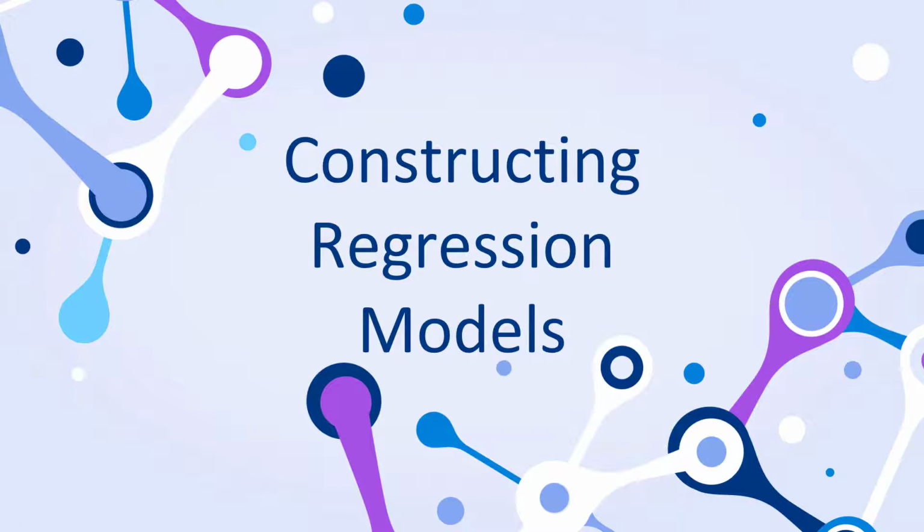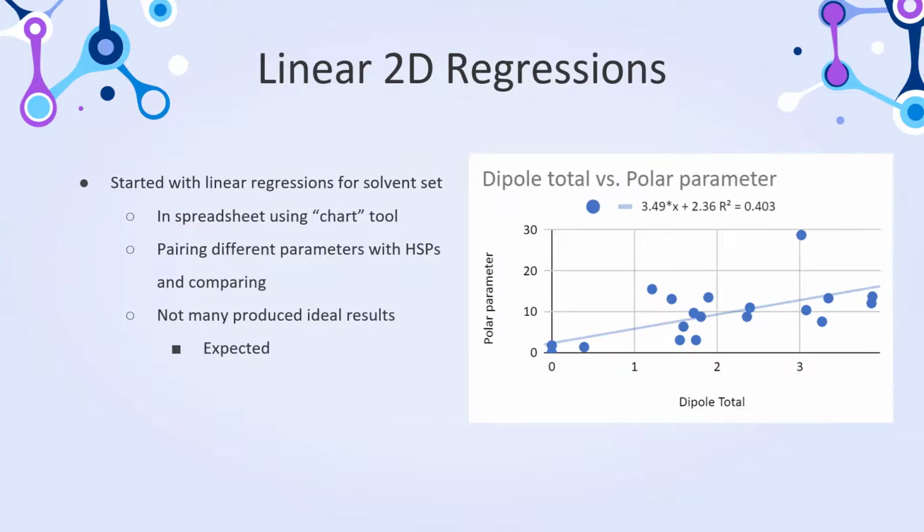Now that I had all of the relevant data, I could begin constructing regression models. I started with making simple linear regressions by pairing calculated parameters with known Hansen solubility parameters for the solvent set. To the right, you can see the data did not fit a 2D linear regression model very well, but this was expected because there are many more predictors to consider for calculating the solubility parameters. The linear fit in this image shows a likely relationship, but the other linear 2D models did not have the same clarity.